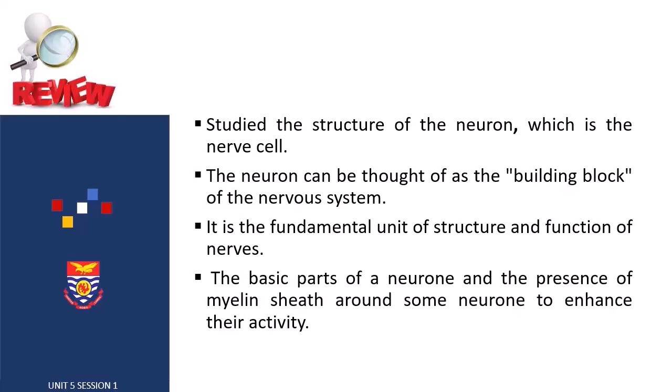In Section 1 of Unit 5, we've studied the structure of the neuron, and we also learned that the neuron can be thought of as the building block of the nervous system, and it is the fundamental structural and functional unit of nerves. We also studied the basic parts of a neuron and the presence of myelin sheath around some neurons to enhance their activity.